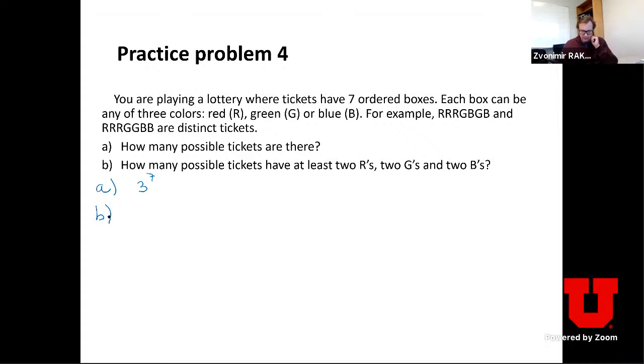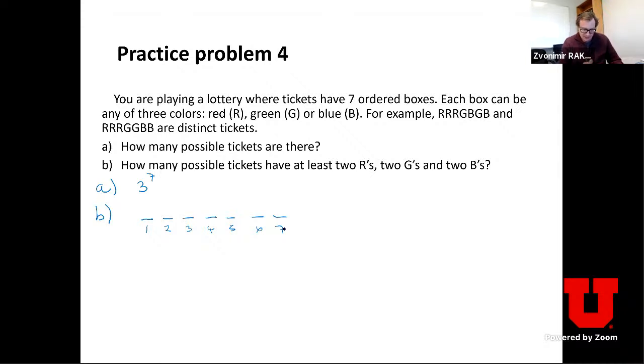Part B is a little bit trickier, and there are different ways to solve it. I solved it using the kind of way that we solved similar problems in the lectures that were related to words. I think one of them was Mississippi, right? How many different words you can create by changing the order of letters in Mississippi. And so what is the idea there? You have 7 spots. 1, 2, 3, 4, 5, 6, 7.